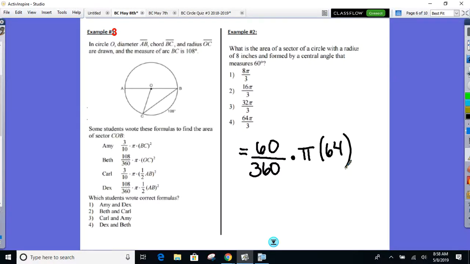And look at your answers. Everyone see all the multiple choices? They're all in terms of pi. So leave the pi, don't touch the button on the calculator. I will need you to do 60 over 360 times 64 though, and just leave pi in your answer.